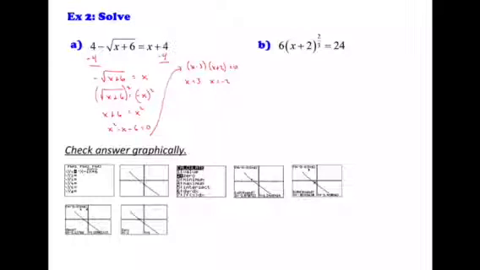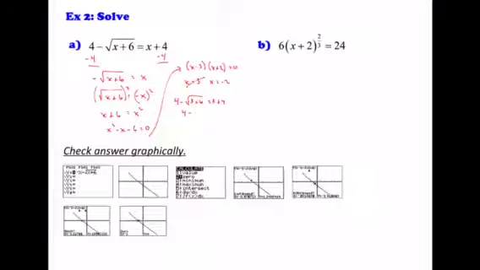Now we want to plug them back in and check to make sure they are correct. And when you do that, you will find out that x equals 3 does not work and only x equals negative 2 does. So if you plug in 3, it'll be 4 minus the square root of 3 plus 6 is equal to 3 plus 4. So that'll be 4 minus the square root of 9, which is 3. So 1 equals 7 does not work. And then if you check x equals negative 2, it will work. So x equals negative 2 is your only solution. So we did have an extraneous solution on that one.